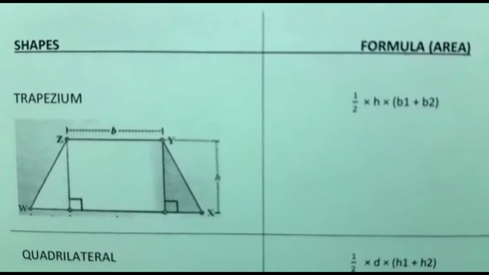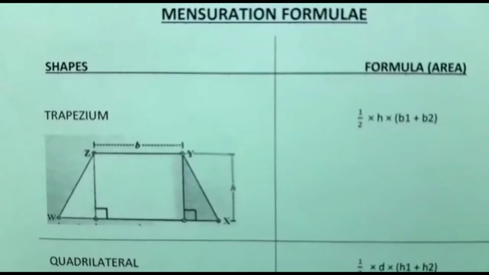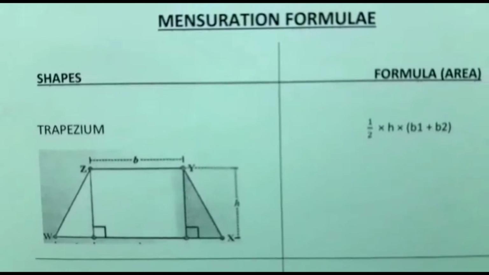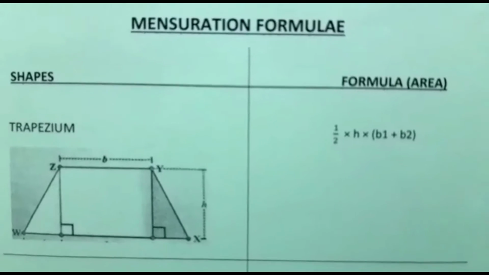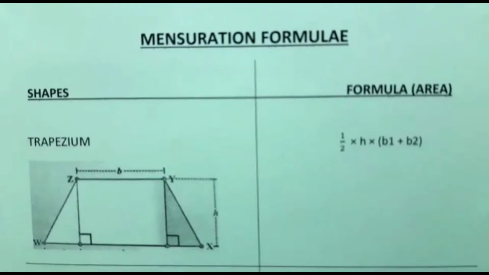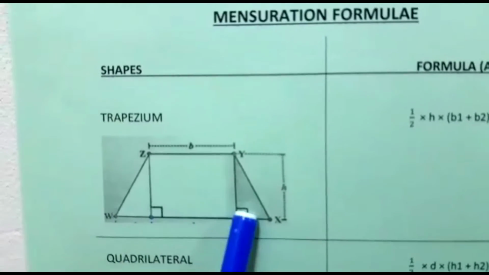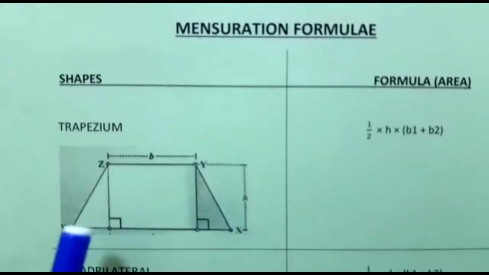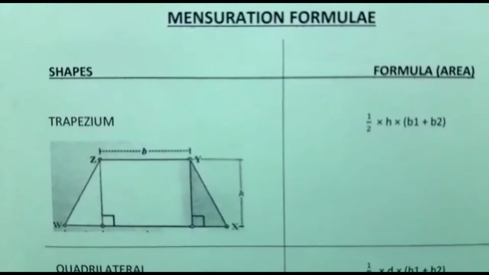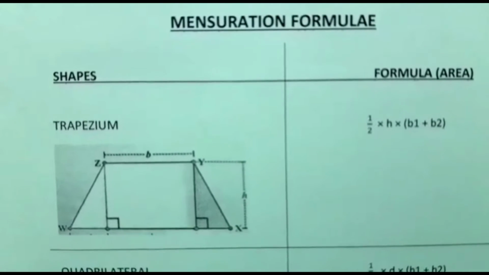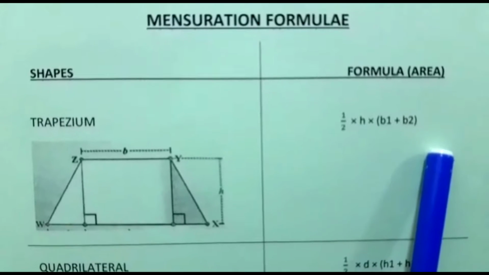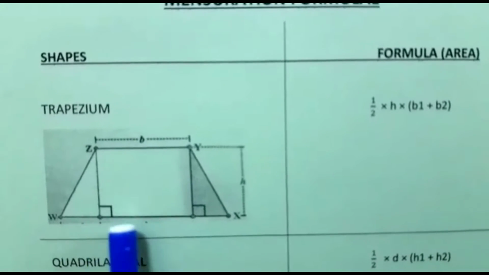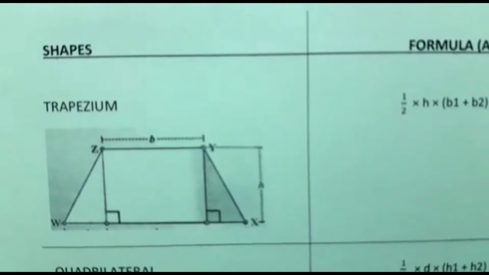The area of a trapezium you have to find out. Trapezium is a quadrilateral with one pair of sides parallel, and there is a perpendicular height between the parallel sides. If you see the shape, there are two triangles and a rectangle in the middle. If you take the area of the two triangles and the rectangle, you will get the formula half into h into b1 plus b2. It means h is the perpendicular height and b1 and b2 are the parallel sides.